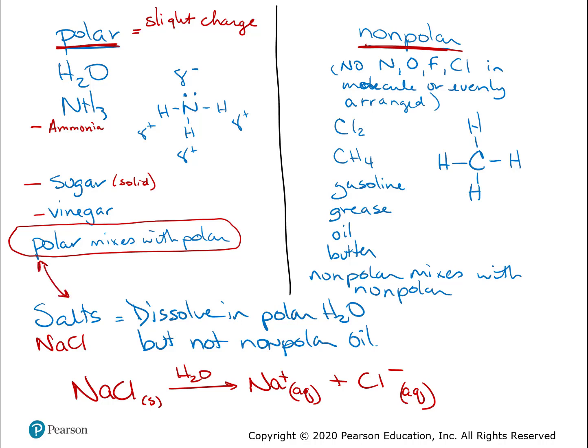Then you got the other category. The other category are things like Cl2, O2, CO2, CH4, all of those carbon molecules. If there's no nitrogen, oxygen, fluorine, or chlorine, then you're going to find that they're very uniformly shared. They form very neutral molecules. Neutral molecules don't have much attraction for other molecules. Like I say, it's like two pieces of plastic, okay? They tend not to stick together. They tend not to have this attraction.